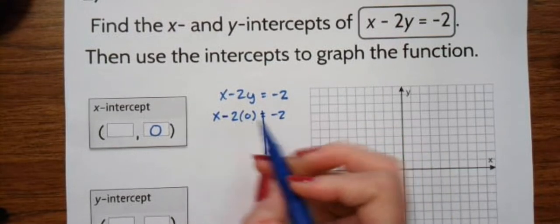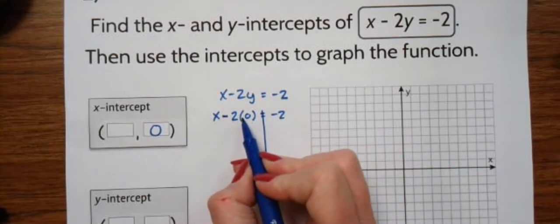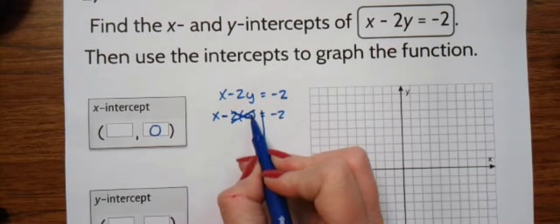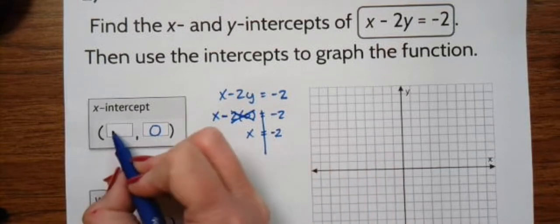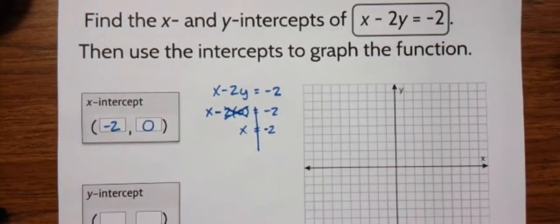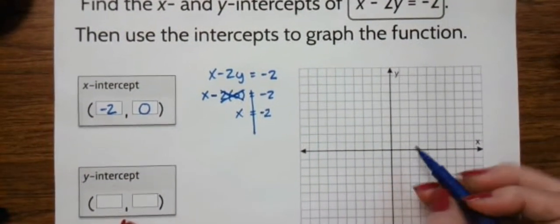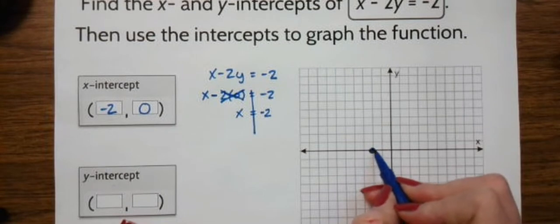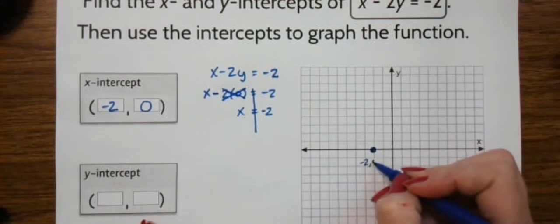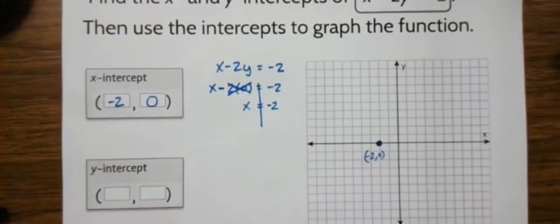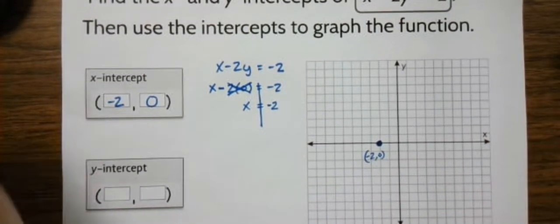And I'm just going to simply solve for x. What is x when y is 0? Well, x minus 2 times 0. 2 times 0, that just cancels out. And I end up with x equals negative 2. And there I have the x-intercept. So I'm going to plot that on my coordinate plane right here, negative 2. So I got negative 2, 0. There's my point.